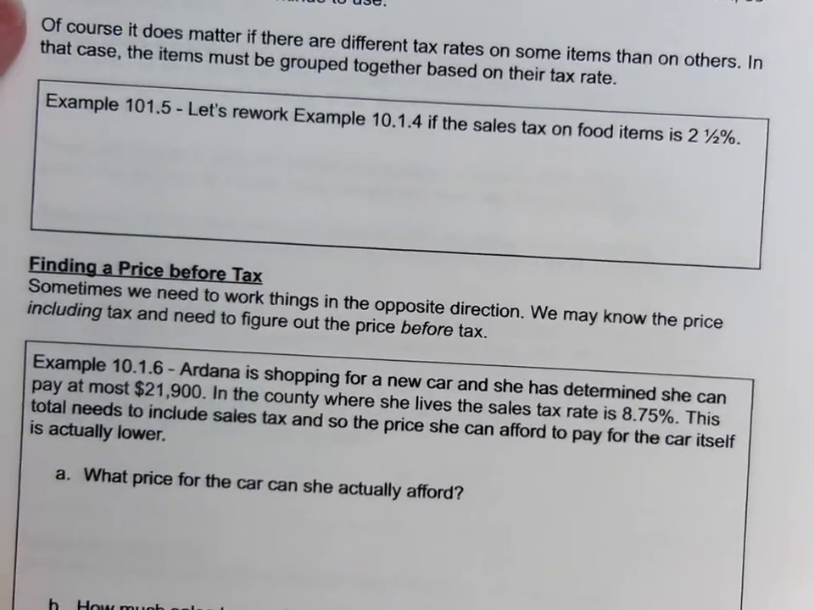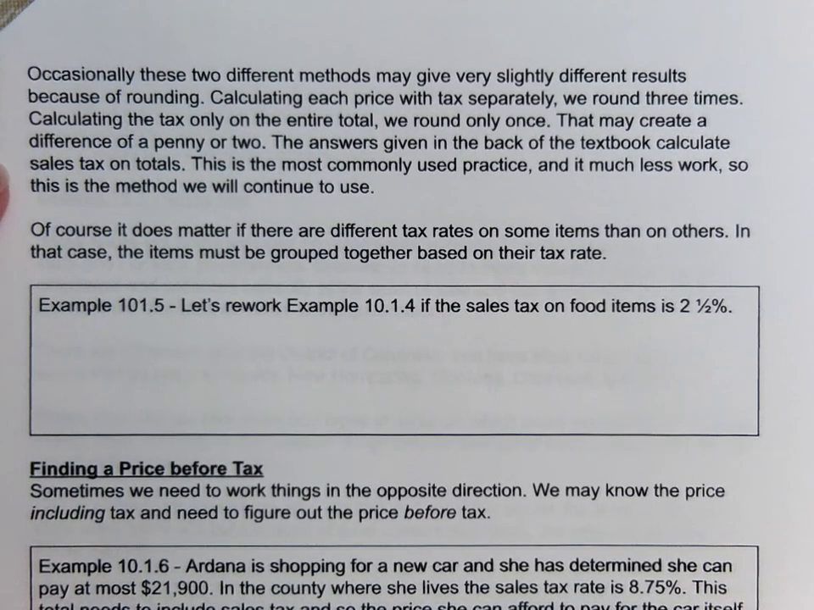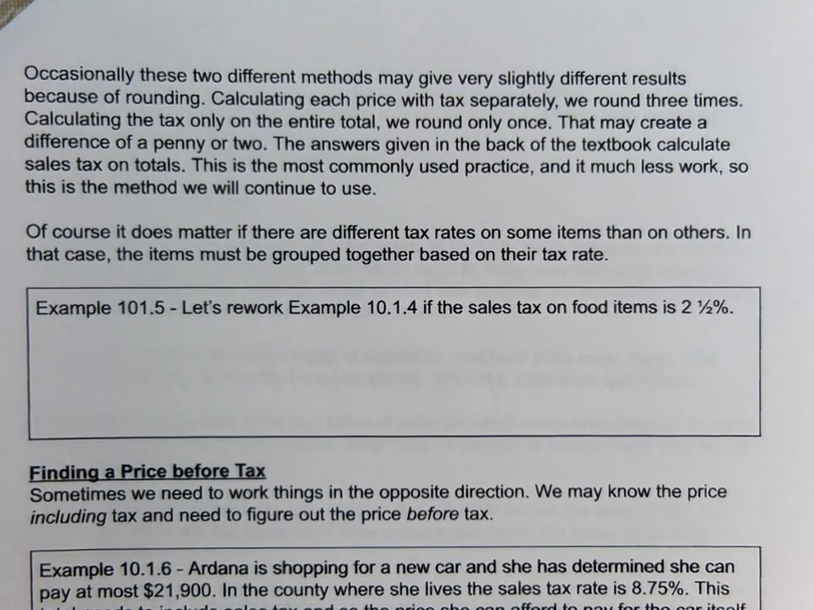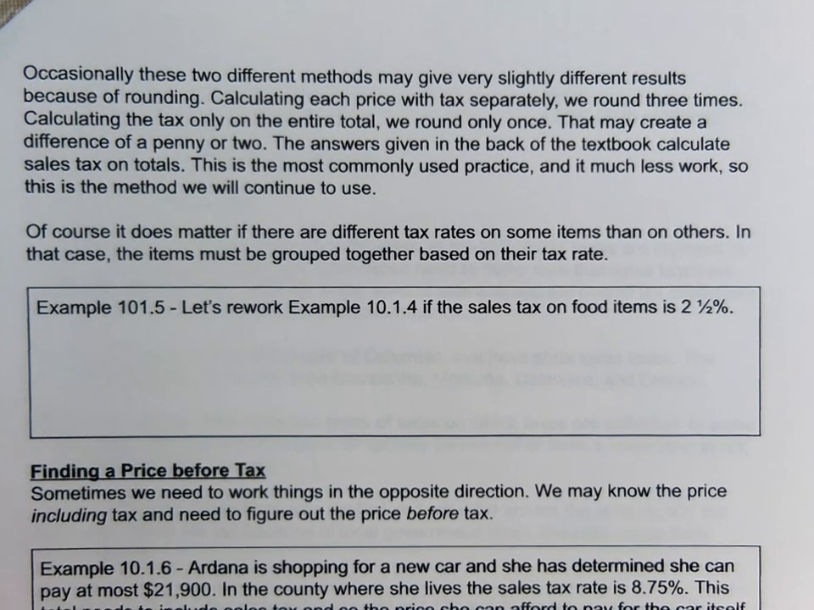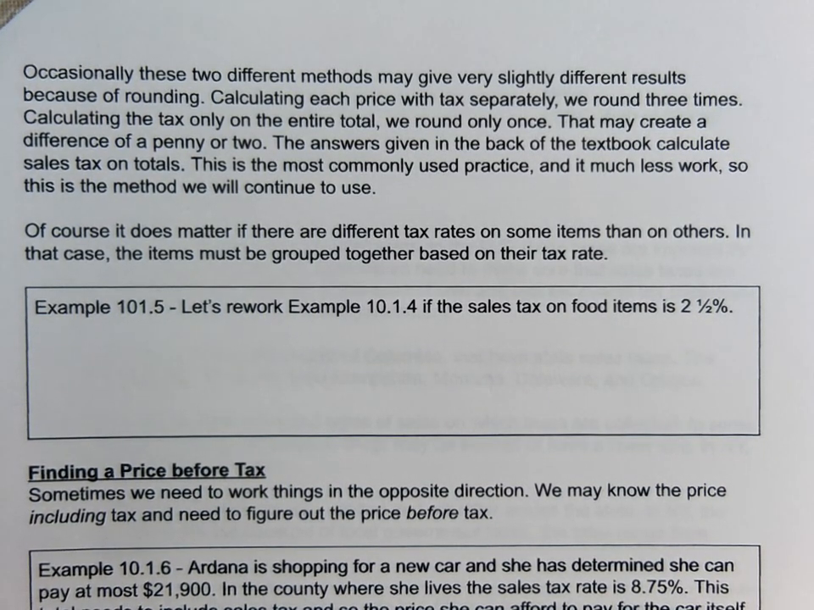Well, occasionally these two different methods may give us a slightly different result because of rounding. It happens, but just show your work and I'll figure it out. Calculating each price with tax separately, we round 3 times. Calculating the tax only on the entire total, we round only once. That may create a difference of a penny or two. The answers are given in the back of the textbook, which we don't use. I give you the answers.